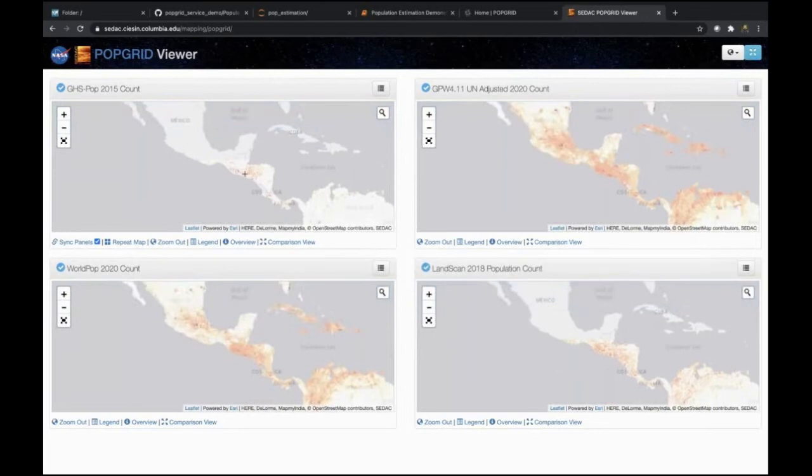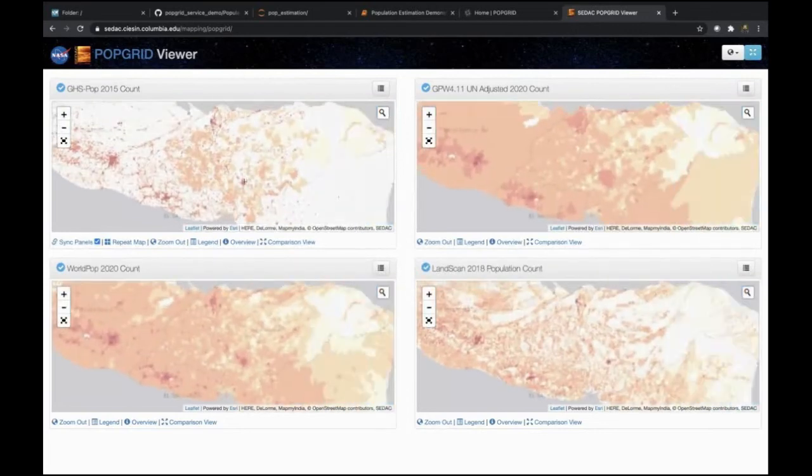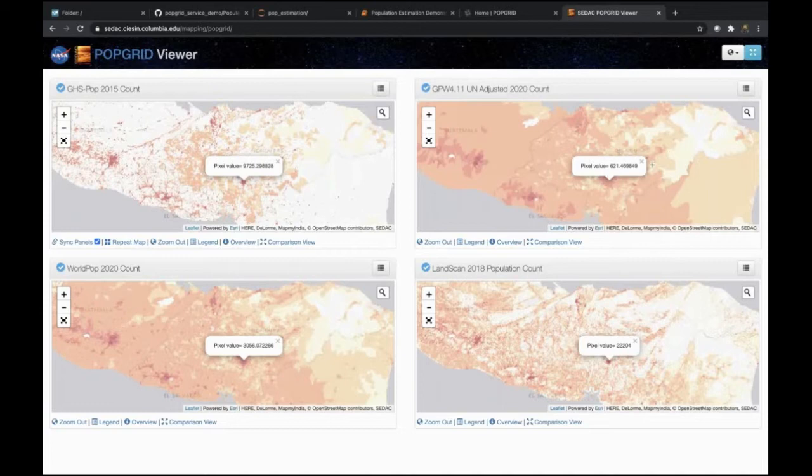So for instance, if I go into Central America, and if I click on a pixel here, it will tell me the actual pixel value from each of the 4 data sets that I have visible. And you can see it varies widely from GPW, which is low and likely an underestimate, up through the max value being from Landscan, which is a highly modeled surface.